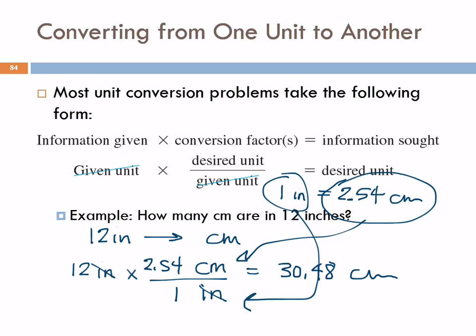So we started with 2 sig figs, we end with 2 sig figs, and this is going to be 30 with a decimal point centimeters, or better, 3.0 times 10 to the 1 centimeters. That's the best answer. Any questions?